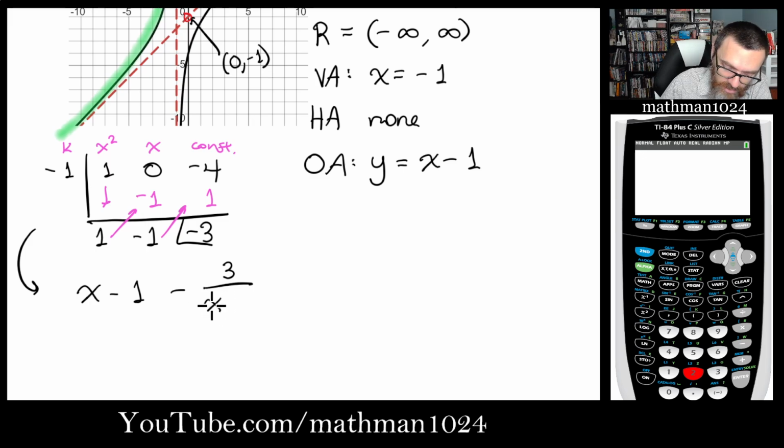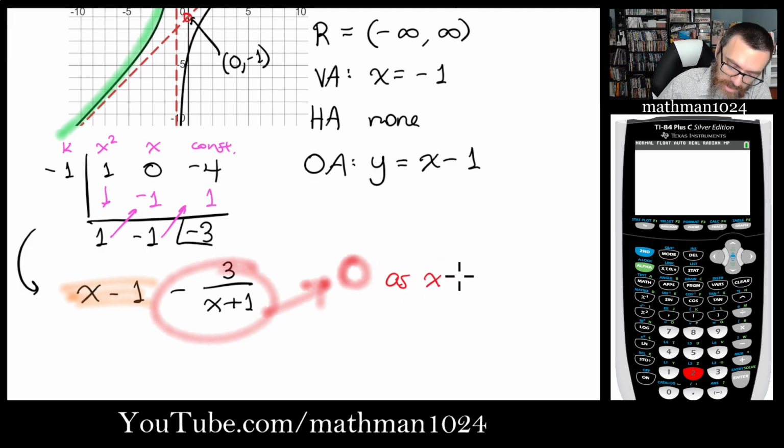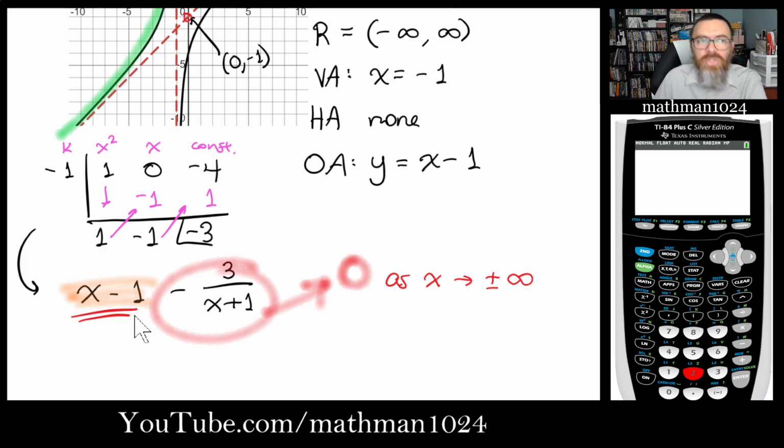minus 3 over the divisor x plus 1, which says that as x gets really large, my function starts to behave just like this. Or, I guess it really is the exact same thing, with the focus being right here on the x minus 1. Because this -3 over x plus 1 is going to go to 0 as x approaches positive or negative infinity. So that means we're left with just x minus 1. So again, we picked it up from the picture, but we also did the math to verify.